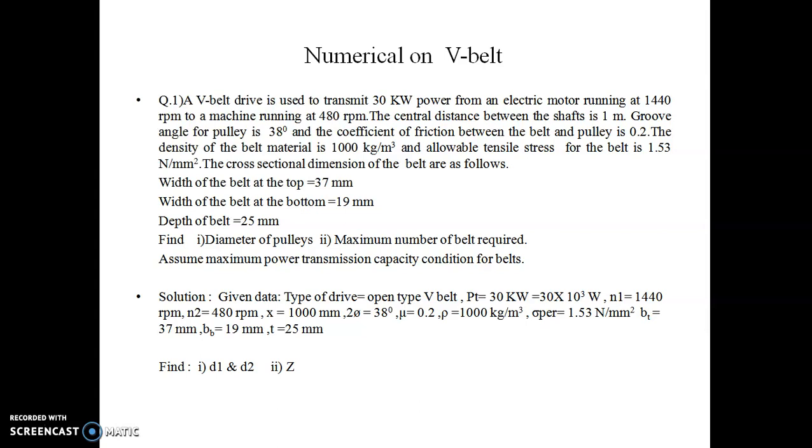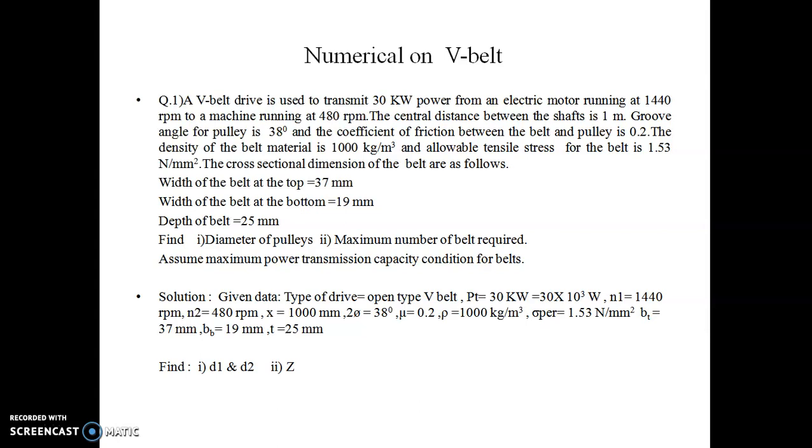So first of all, we'll write down the given data. The type of drive is open type and the belt is V belt. The total power to be transmitted is 30 kilowatt, so 30 into 10 raised to 3 watt. Then speed of driving and driven pulley 1440 rpm and 480 rpm. The center distance between the two pulleys x equal to 1000 mm. The angle 2 phi equal to 38 degree, that is the groove angle of pulley. Coefficient of friction mu 0.2.